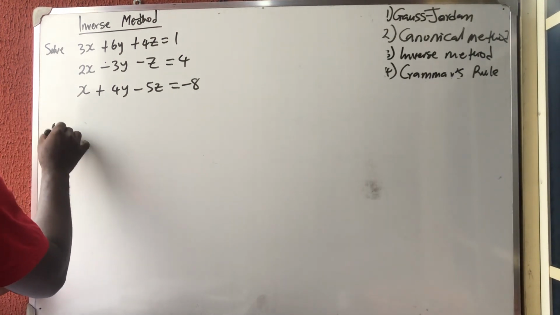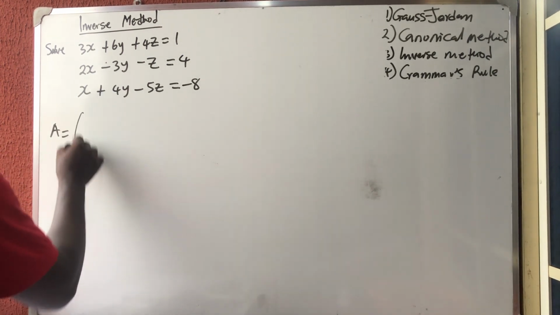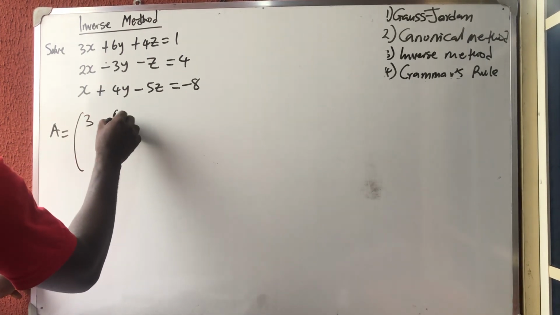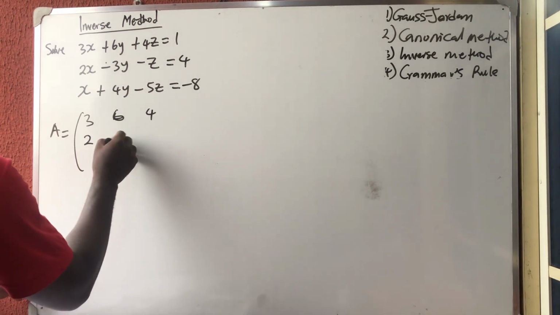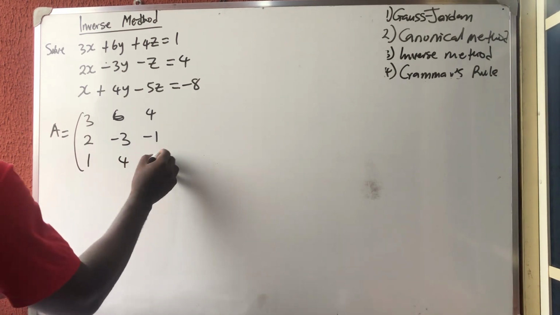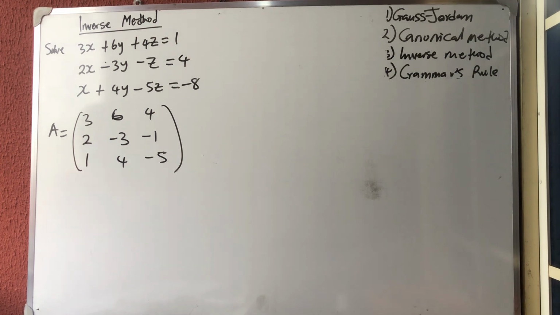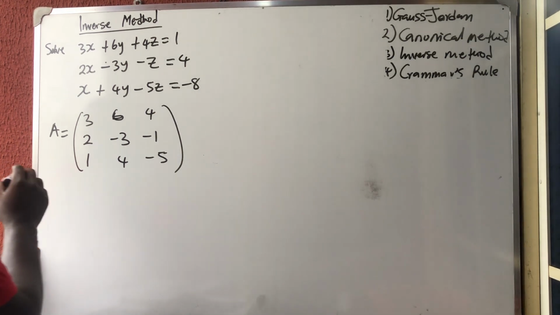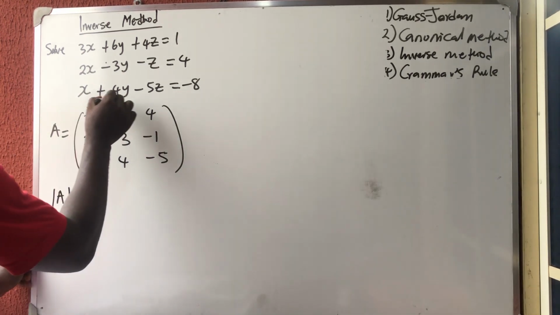So my A here is simply, oh, this is too long, but let us do it. Our A is simply 3, 6, 4, 2, minus 3, minus 1, 1, 4, minus 5. Okay, this is my A. So to get the inverse of A, first of all, we need the determinant of A. And the determinant of A is simply plus minus plus.